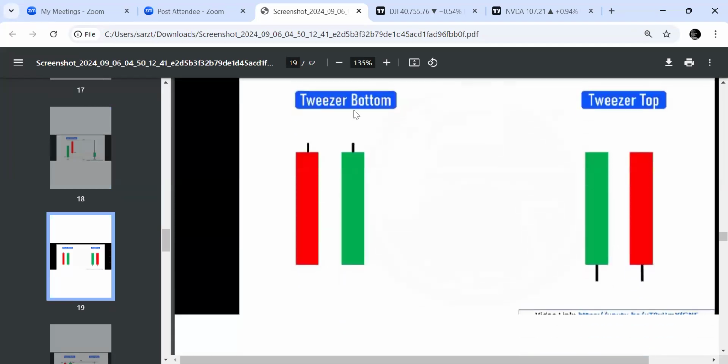And then we have tweezer bottom and tweezer top. And this tweezer bottom and tweezer top is also the same.